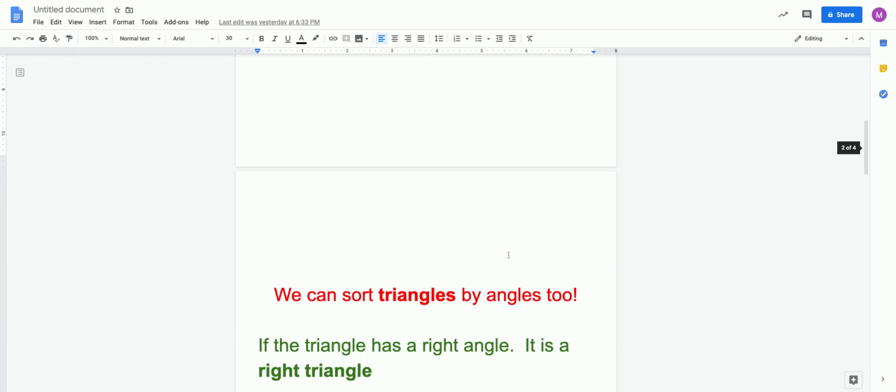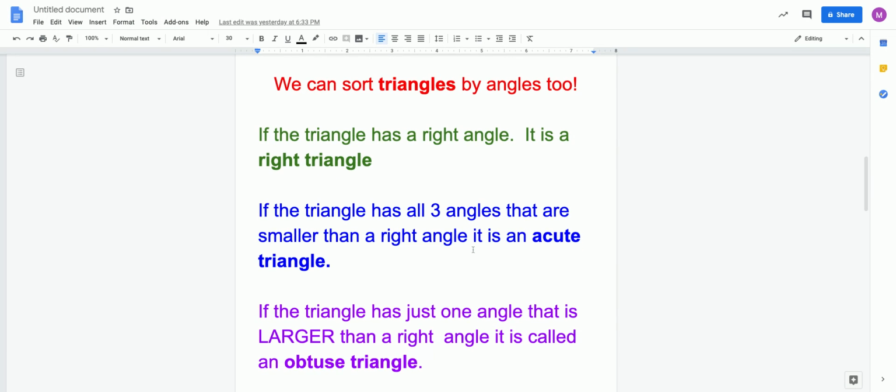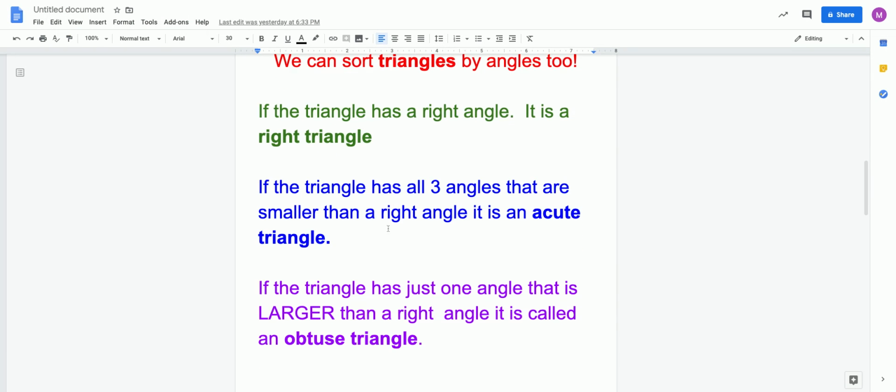So when I move on, I know that we can create triangles with these kinds of angles. There's a right triangle if it has a right angle. It's an acute triangle if all three angles are smaller than a right angle. And it's an obtuse triangle if one and only one is larger than a right angle.